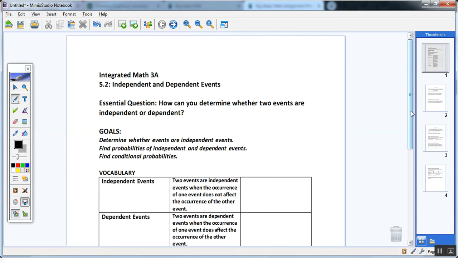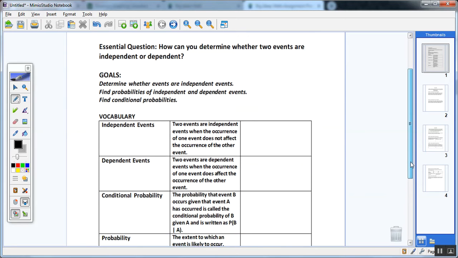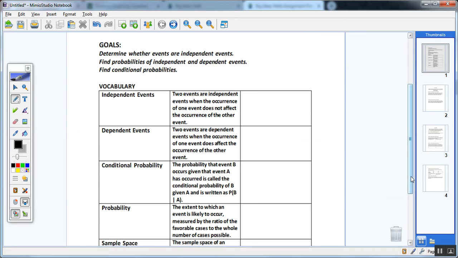So in 5.2 about independent and dependent events, what is the question we're trying to answer? Who wants to read that for me? I need to determine whether two events are independent or dependent. Okay, how do you determine if stuff is independent or dependent? So, goals to help us answer that question. We need to determine whether events are independent, find the probabilities of independent and dependent events, and then look at what's called conditional probability. Probability given a certain condition. We might say, what's the probability this happens given you rolled a 6 or something like that.